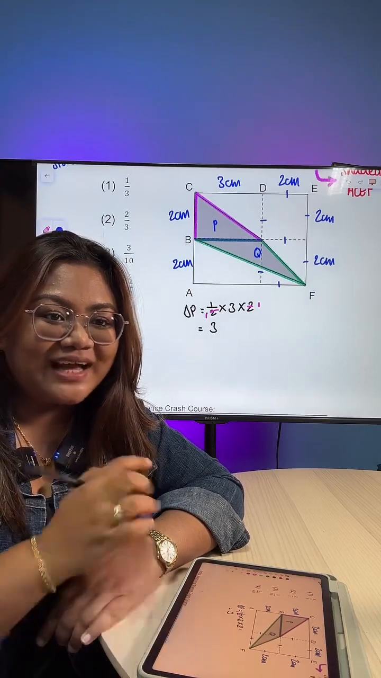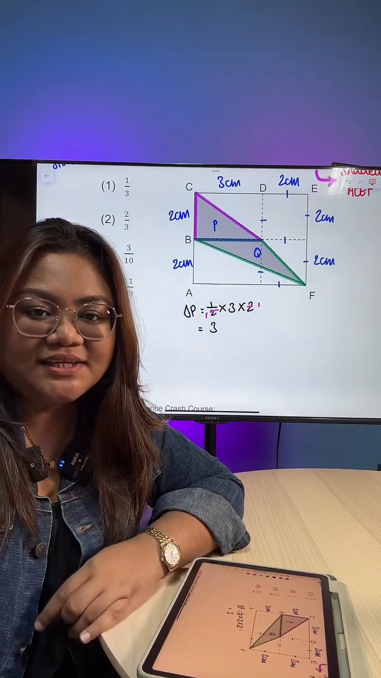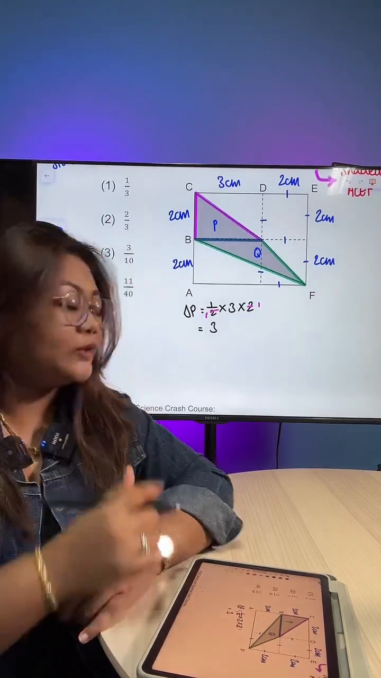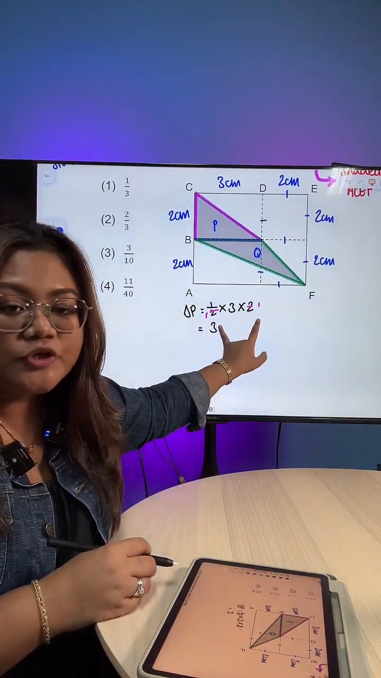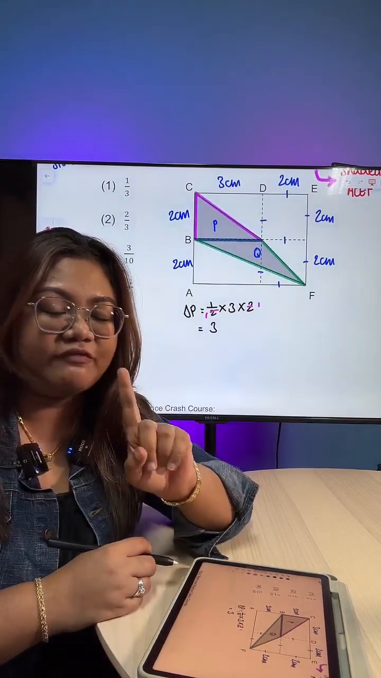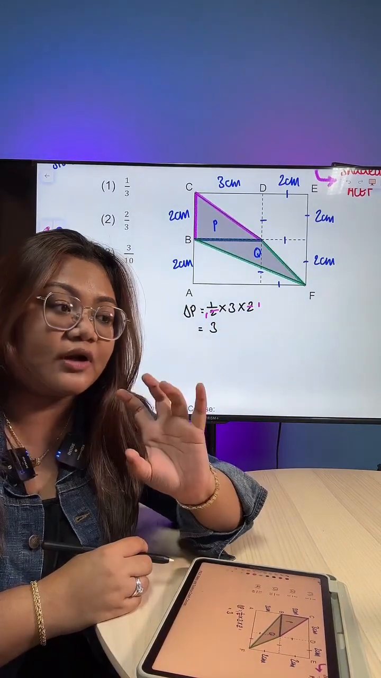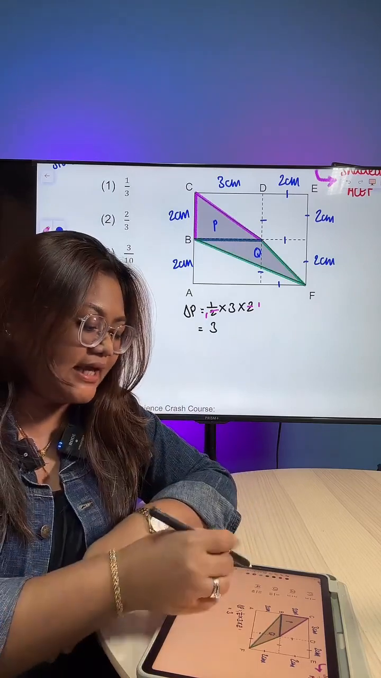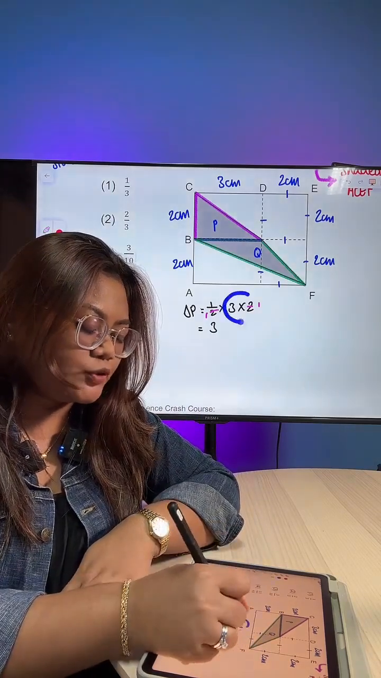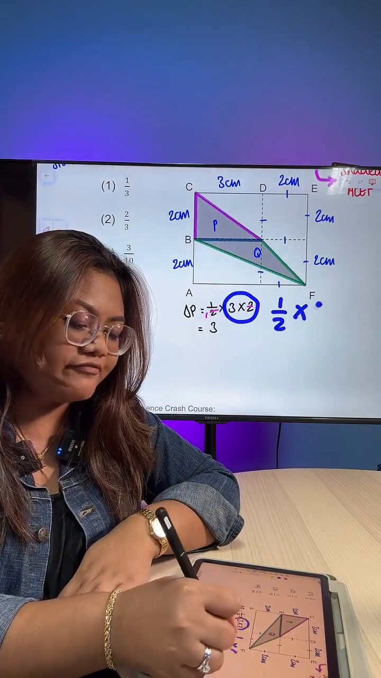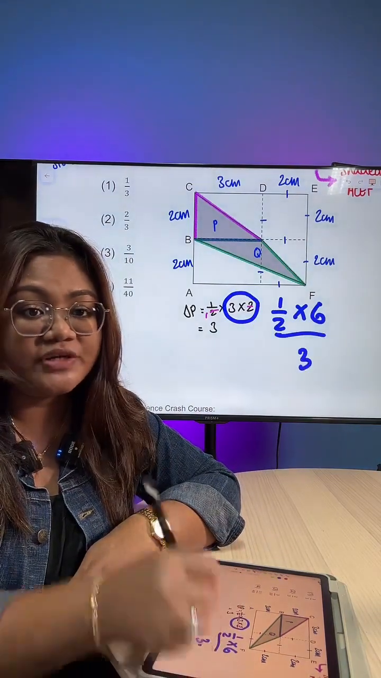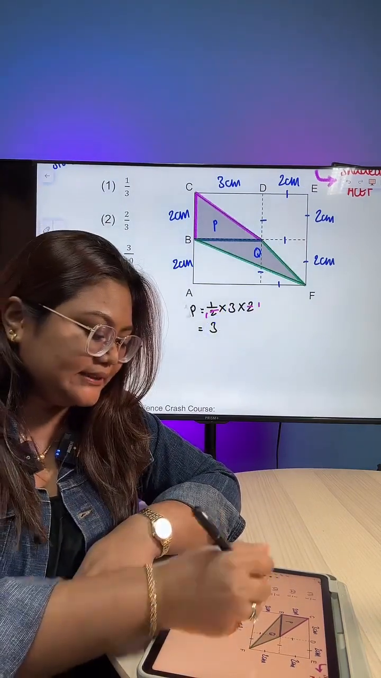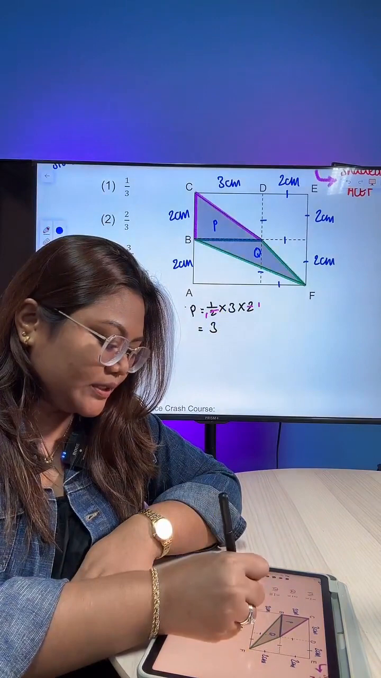Alright. I am actually reading the comments. So if you have any questions, you can let me know. Yeah. Okay, what we are doing here is called cross cancellation. You should have learnt this in P5 and P6 when you talk about multiplying fractions. Okay? Otherwise, you can just take half times 3 times 2, which is 6. So that's half of 6. Half of 6 is just 3. Okay? So that leaves us with triangle P as 3 cm square.